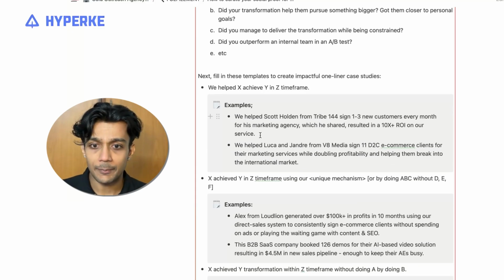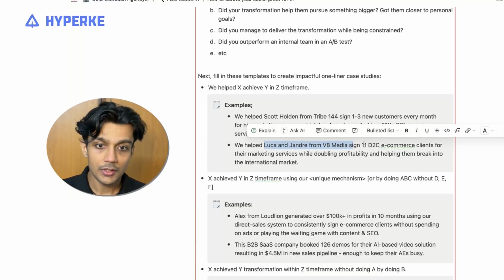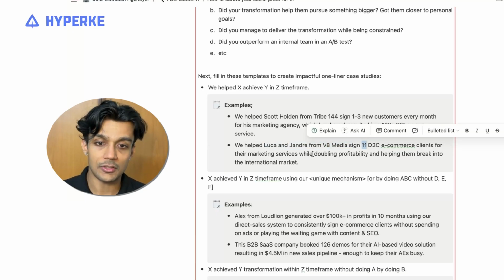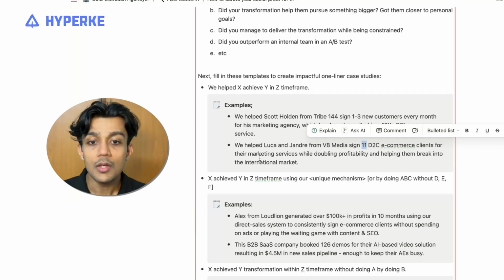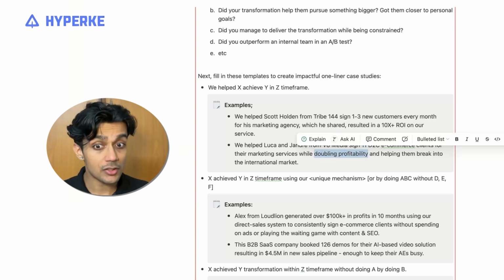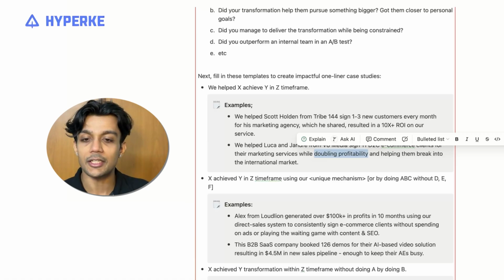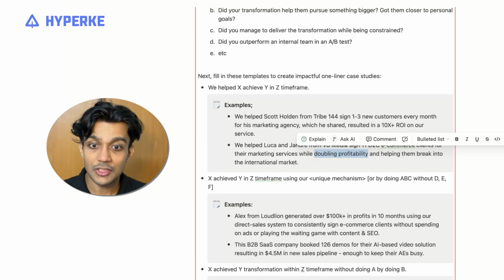Another example, we helped Luca and Yandre from V8 Media. Again, this is the hero. Sign 11 D2C e-commerce clients for their marketing services. So this is the outcome, and then marketing services, specificity with the outcome. Doubling profitability, this is the second order outcome, and breaking into the international market, another second order outcome. So now this case study will relate not just to marketing agency owners, but also to businesses who think they're not profitable enough, and also to marketing agencies that want to break into the international market. So this is why it's important to use all 4 of these components.